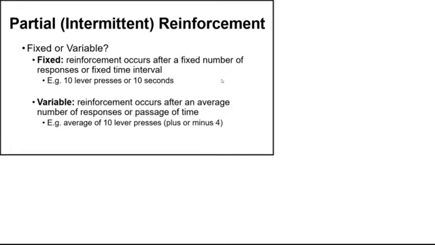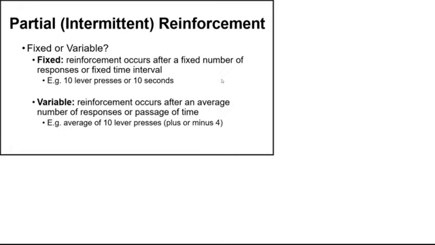If it's fixed, then the reinforcement will occur after a fixed number of responses or after a fixed amount of time. So if we say that the rat gets food every 10th lever press, that would be a fixed schedule of reinforcement. Or if we say that after 10 minutes, the first time they press a lever after 10 minutes, they get food, that is also fixed.